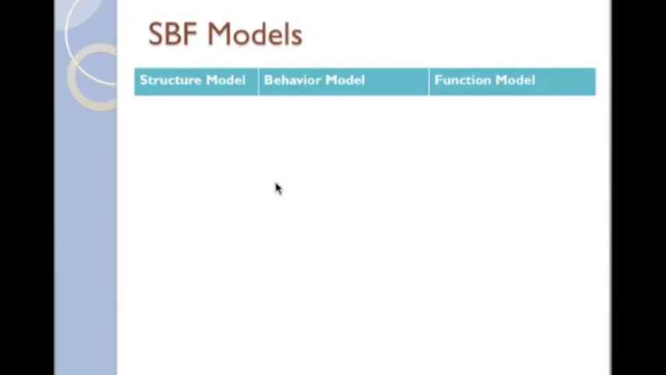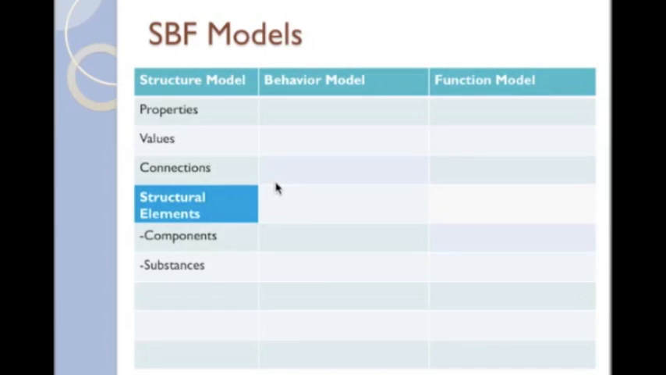There are many different things that are needed to explain how something works, so there are many different parts to an SBF model. An SBF model is comprised of 3 top-level models: a structure model, a behavior model, and a function model. Here we will list all of the components of each model. Don't worry about getting it all right now. We'll cover each in more detail throughout the lesson.